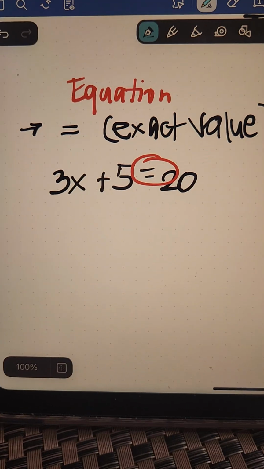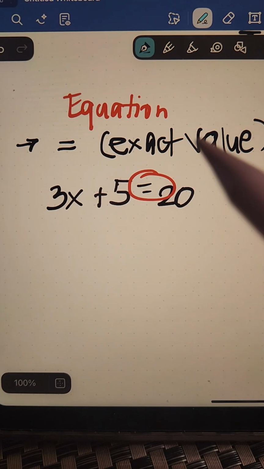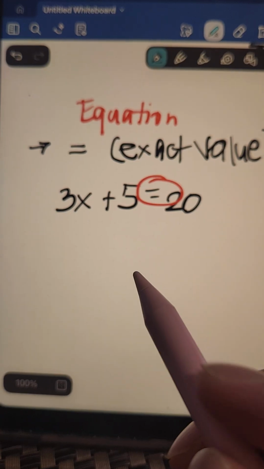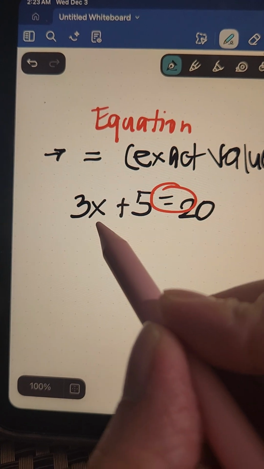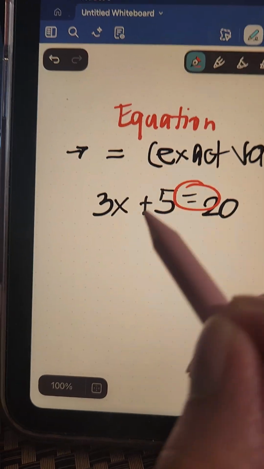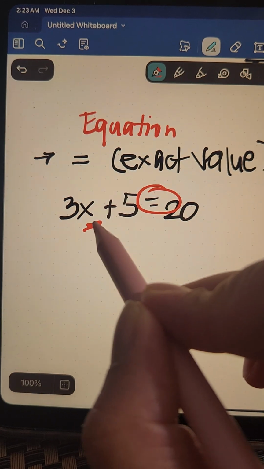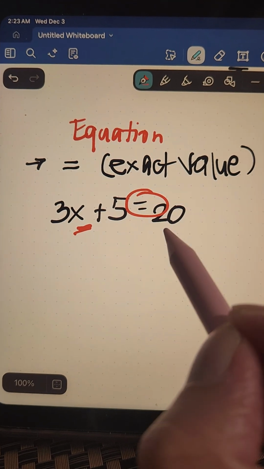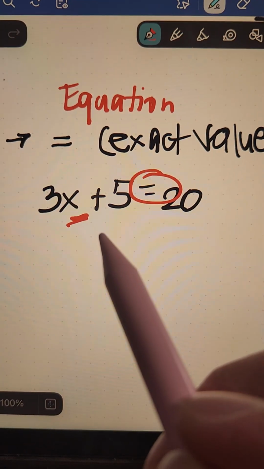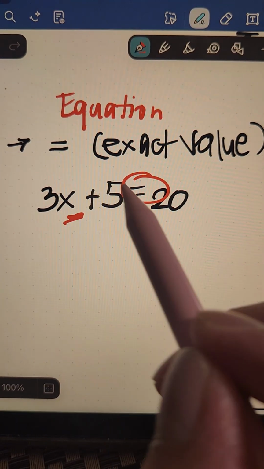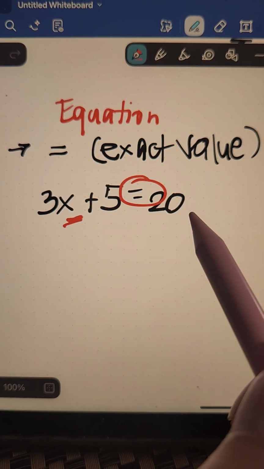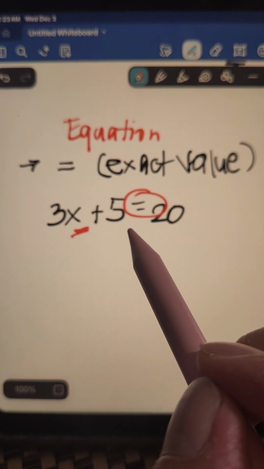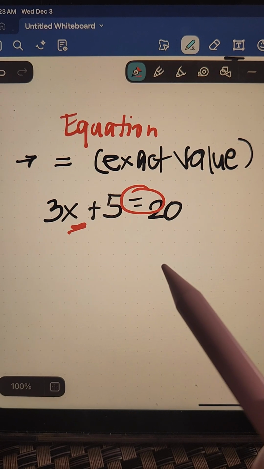Now, this is a review. So I think your teacher assumed you should already know this. So remember before, how do we solve it? Your goal is to leave only the variable, the x value. So we solve for x. That means all the numbers need to be moved to the other side. And remember what I mentioned before, when we move a number to the other side of the equal sign, it changes, okay? We change it into the opposite operation.